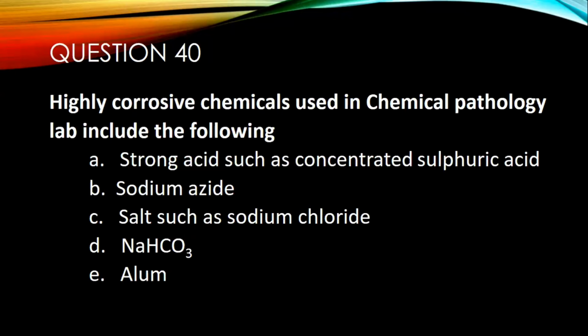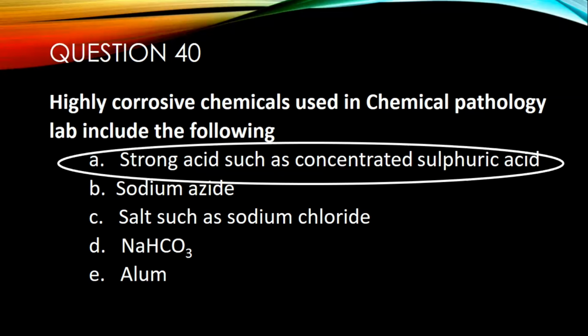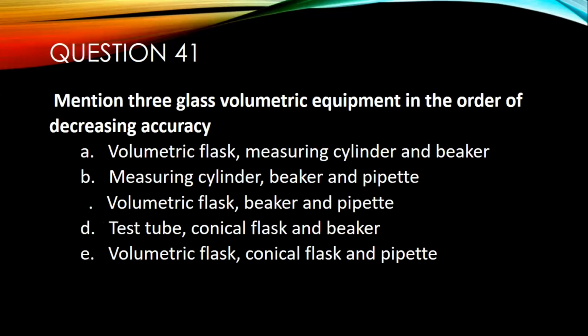Okay, question 40. Highly corrosive chemicals used in chemical pathology, remember that chemical pathology is also the same thing as clinical chemistry, include the following. A, strong acids such as concentrated sulfuric acid. You don't want to be playing with that. That can peel you up in the moment. B, sodium azide. C, salts such as sodium chloride. D, sodium bicarbonate. E, alum. So, what do you want to do? The answer is strong acids, such as concentrated sulfuric acid.